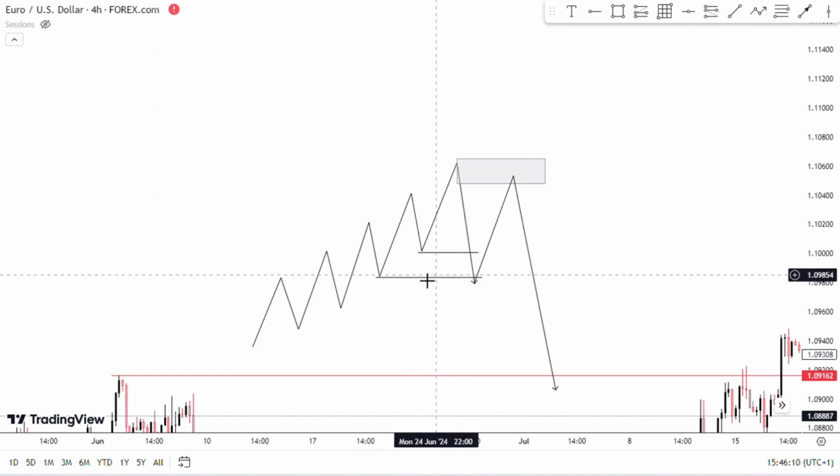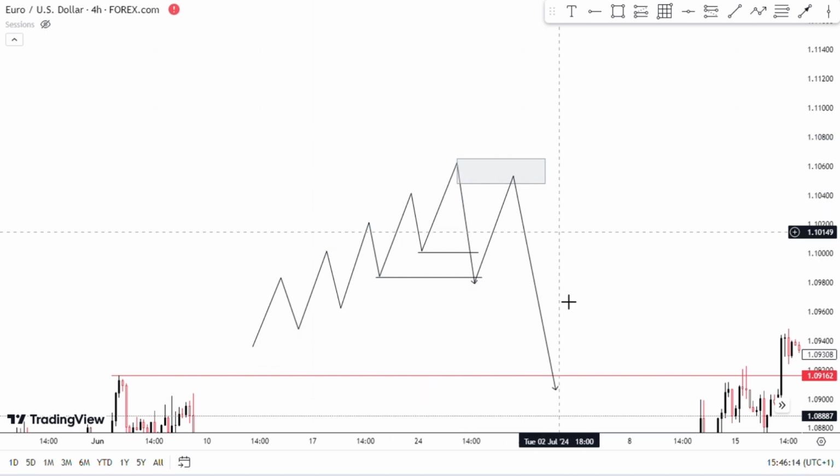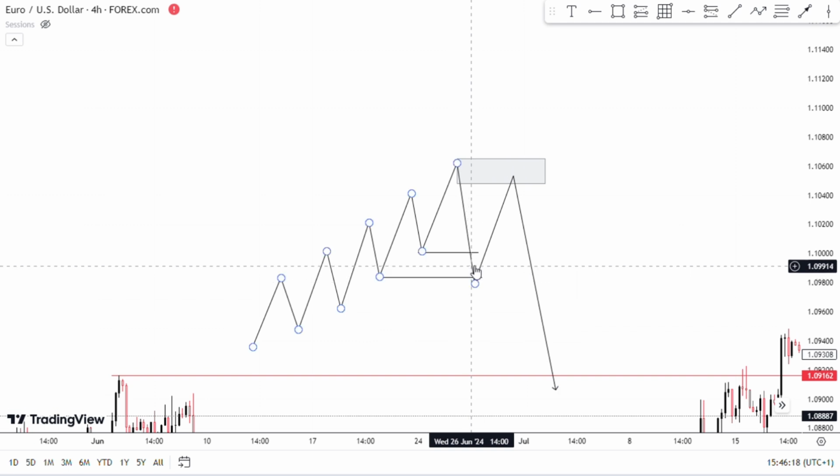If price ends up breaking two lows, then you make use of the order block, just vice versa for a bullish trade. But if price ends up breaking only one low, let me just give you an example.